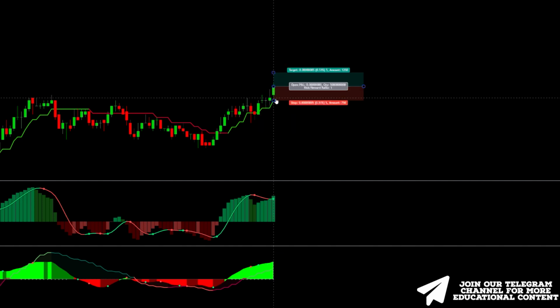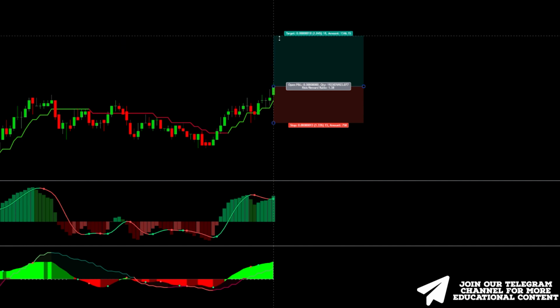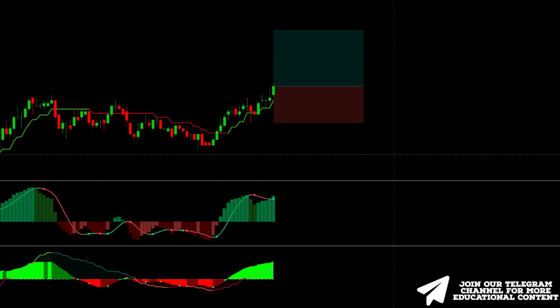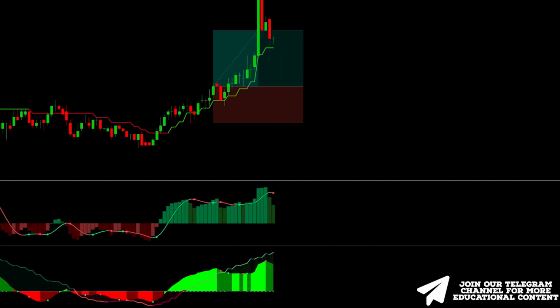We enter the trade on this candle, placing the stop loss below the recent low and placing the take profit at 1.5 for 1 risk to reward. Boom, the price hit take profit easily. Also, we received another winning trade right here. Moving on to the short case.